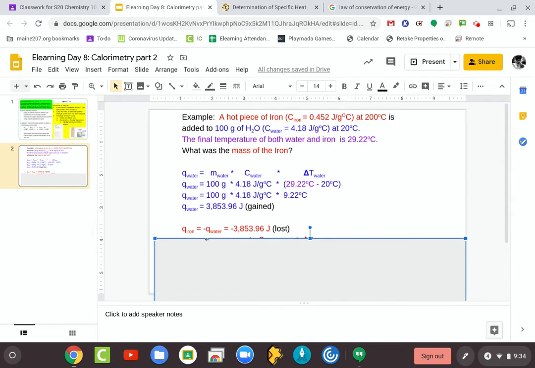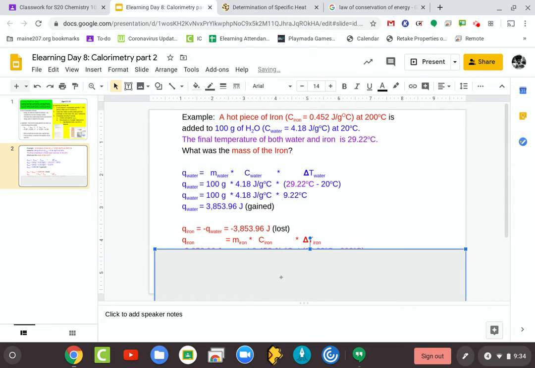Now, based on the notes from the previous slide, you'll see that the energy of the iron, the Q of the iron, is equal to negative Q of the water. The energy lost by the iron was gained by the water, so the signs are opposite. So water gained 3,853.96 joules, iron lost the same amount.